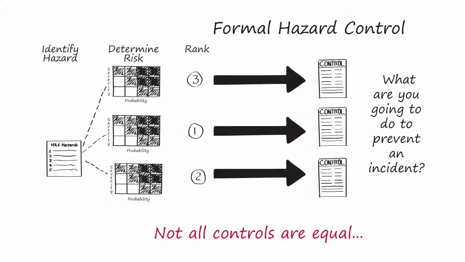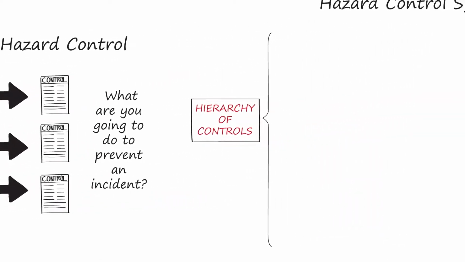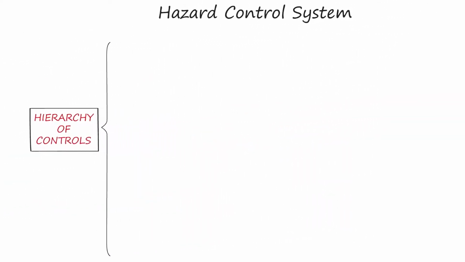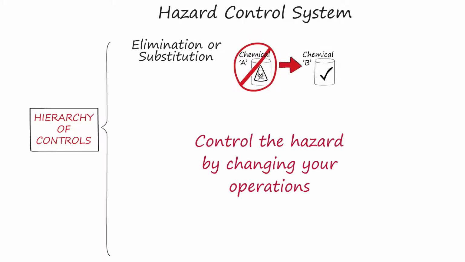Now, not all hazard controls are created equal. Some controls are more effective than others. As a result, you can rank controls. We call this the hierarchy of controls. Obviously, the best way to control a hazard is to eliminate it altogether. So at the top of the hierarchy of controls is elimination or substitution. You control the hazard by changing your operations in such a way that you get rid of it outright.